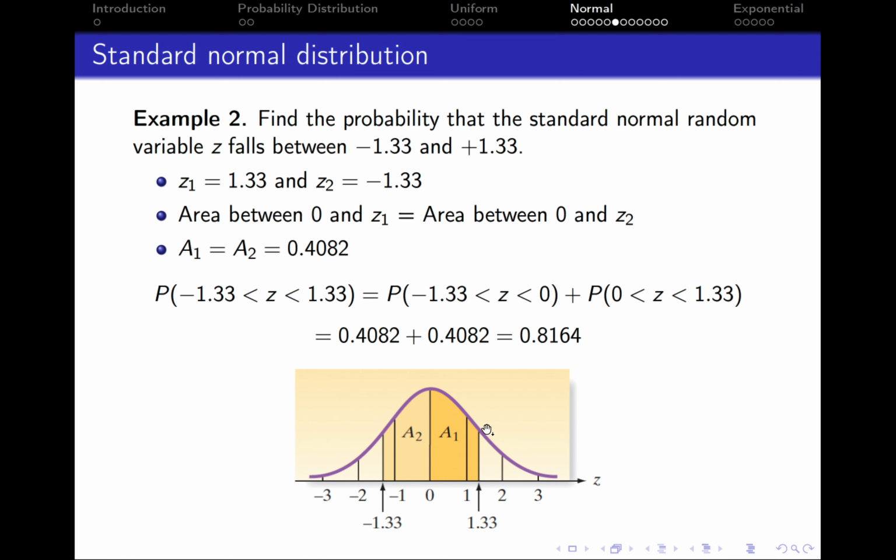Once again, since this is a symmetrical situation, the area to the right of 0 will be the same as the area to the left of 0. So A1 plus A2 will be just 0.4082 plus 0.4082, and we get that the probability that the z-score lies between -1.33 and 1.33 is 0.8164.